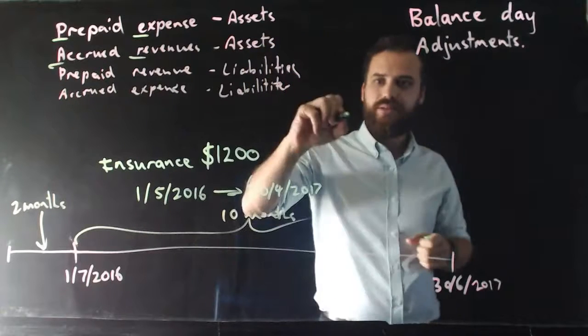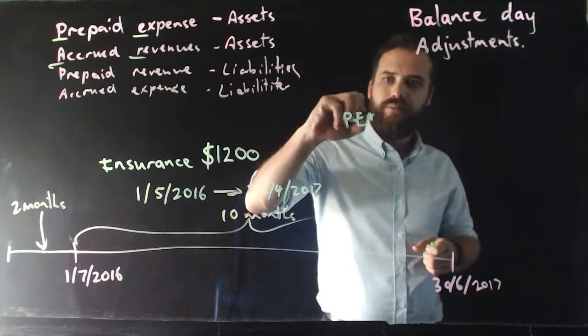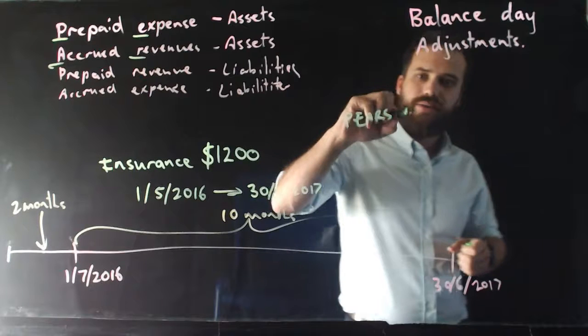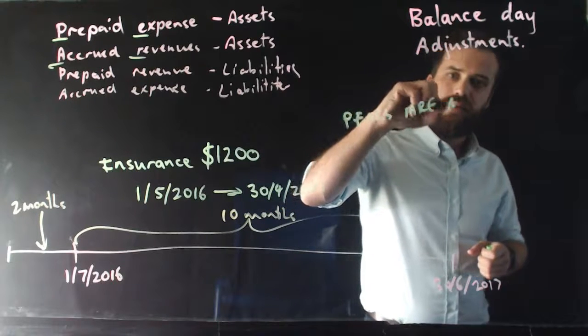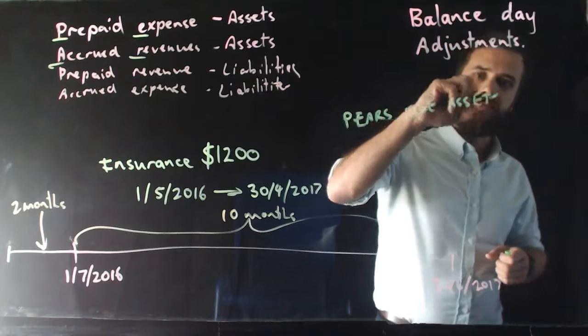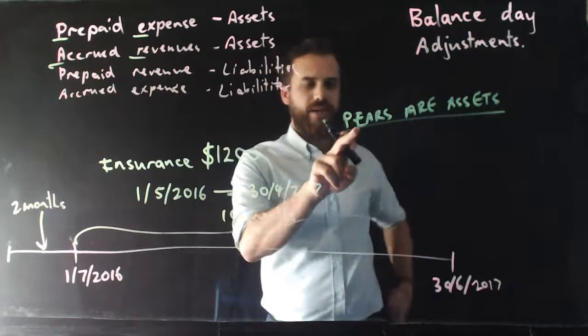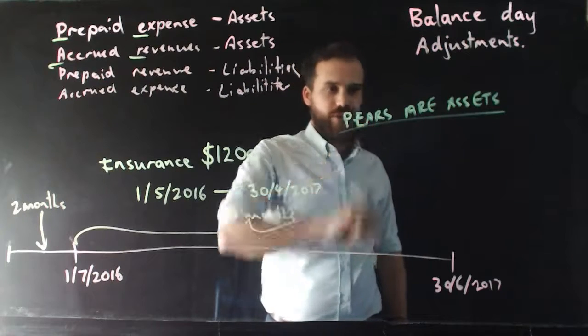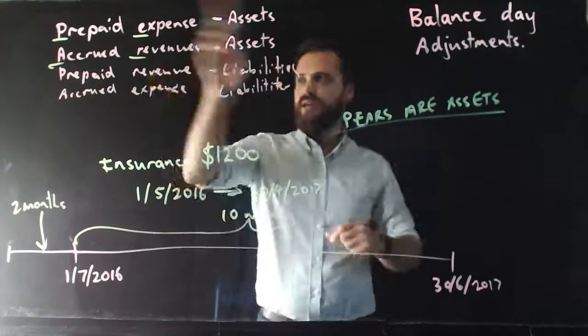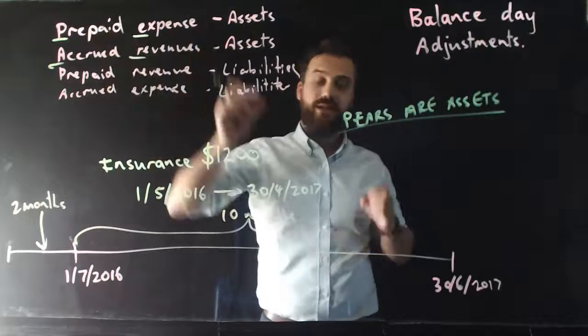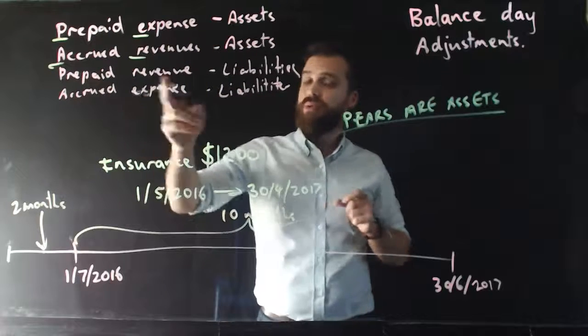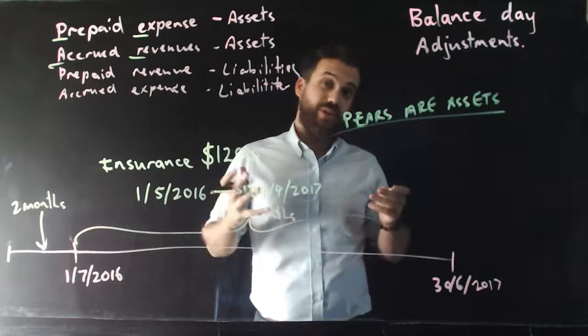PEARS, pairs, are assets. All they're saying here is prepaid expenses and accrued revenues are assets. If you can remember that those 2 are assets, the ones that aren't those, prepaid revenues and accrued expenses, must be liabilities.